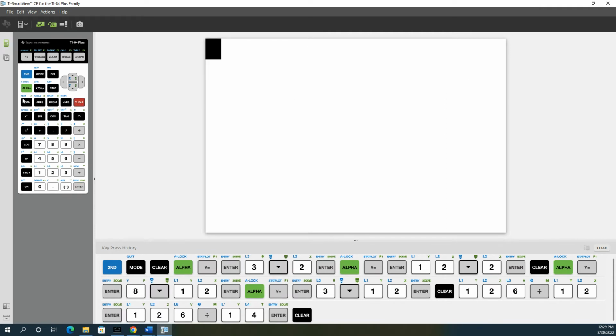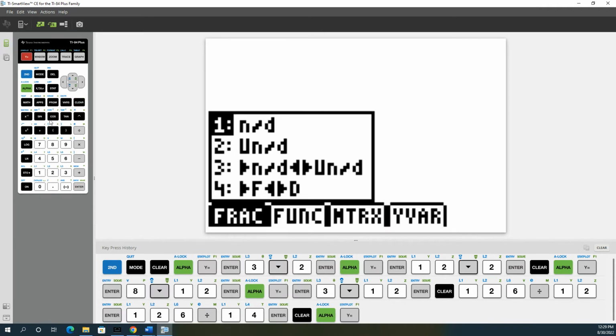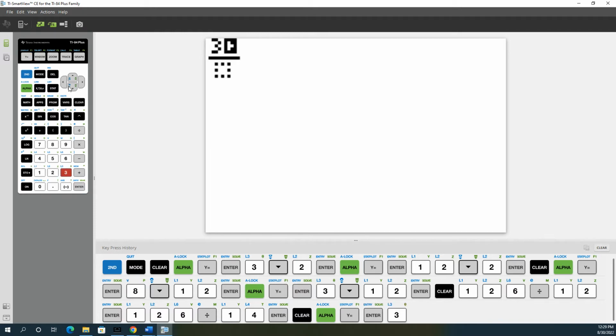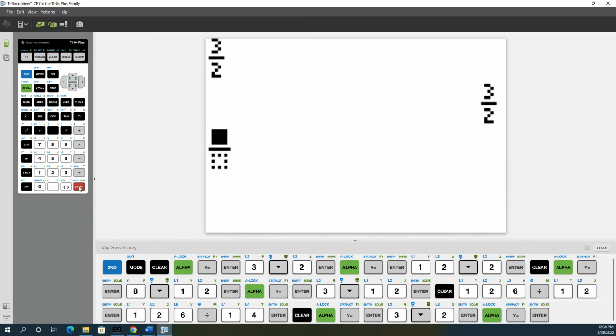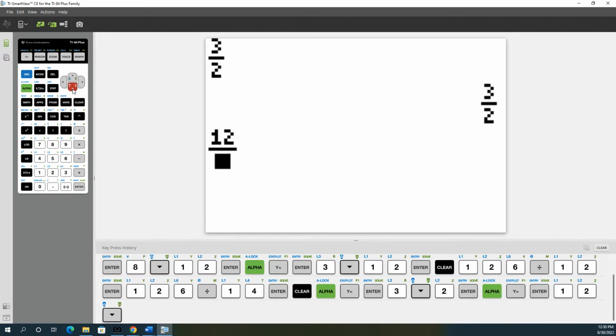What you can do is press alpha, y equals, choose number 1, and then just put in 3 over 2. And if it gives you 3 over 2 again, it doesn't reduce. Then we can do the same thing for the other one. I grabbed a different one. So then we have 12 over 2, which reduces just to 6.